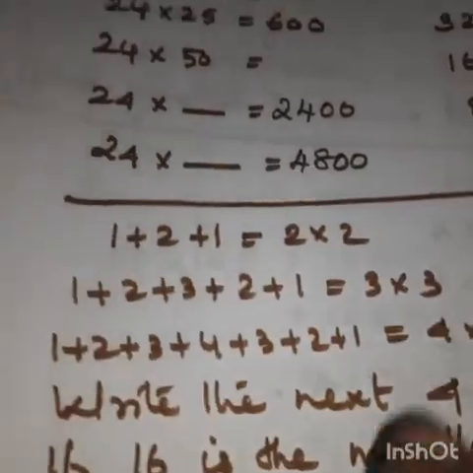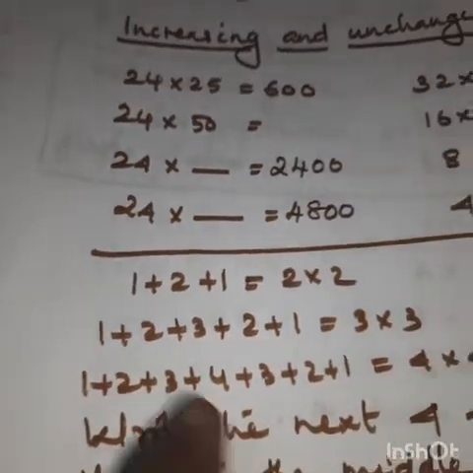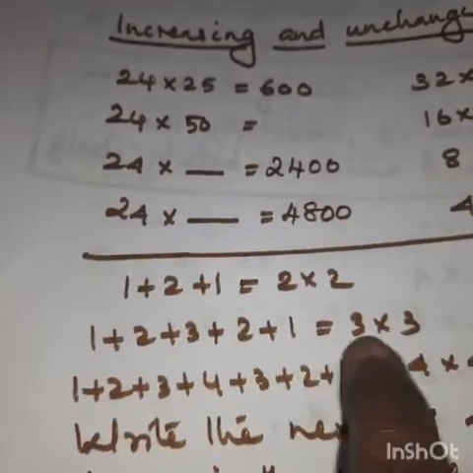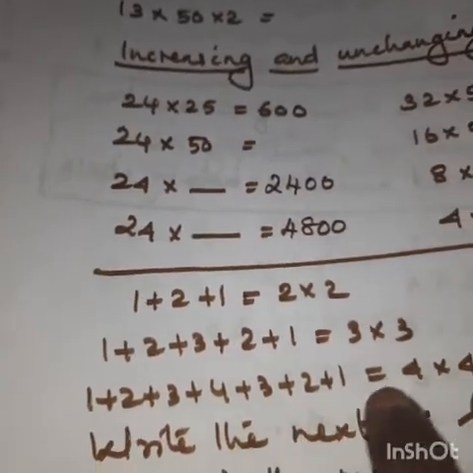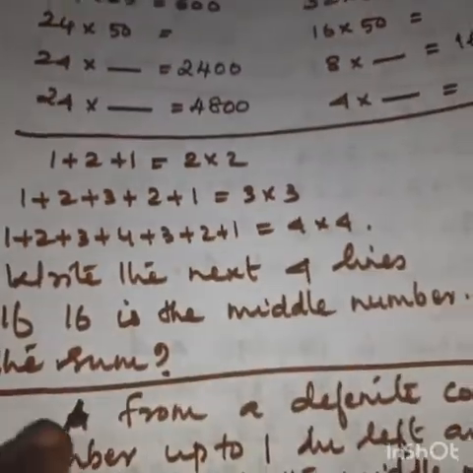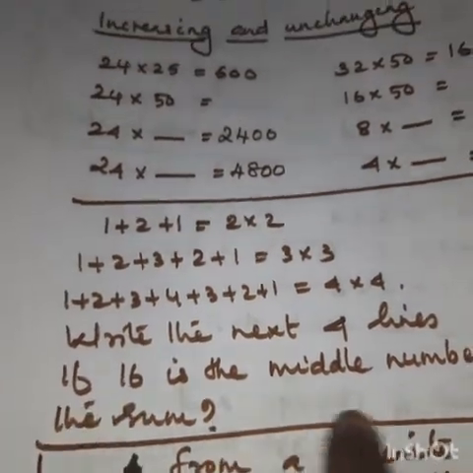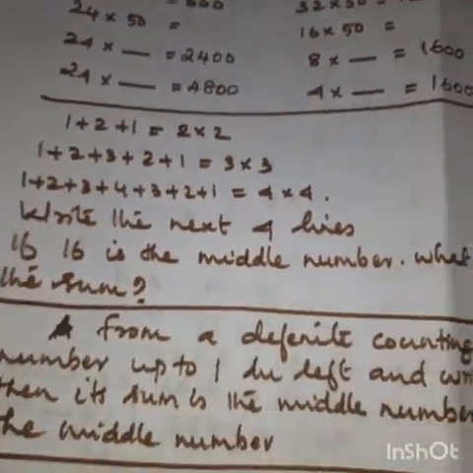Complete this also. Then next, 1 plus 2 plus 1 is equal to 2 into 2. 1 plus 2 plus 3 plus 2 plus 1, 3 into 3. 1 plus 2 plus 3 plus 4 plus 3 plus 2 plus 1, 4 into 4. Write the next 4 lines. If 16 is the middle number, then what is the sum?